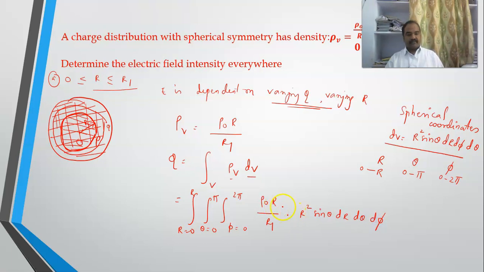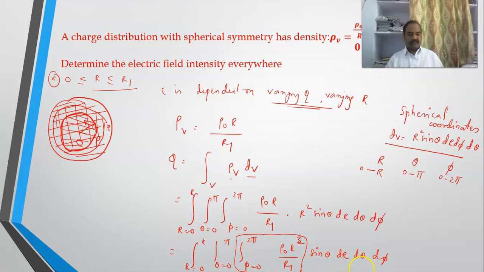So what will it become? This will become r into r square, which is r cube. So r is equal to 0 to r, theta is equal to 0 to pi, phi is equal to 0 to 2 pi, of rho naught r cube by r1 sine theta dr d theta d phi. First of all, I will do this with respect to phi.